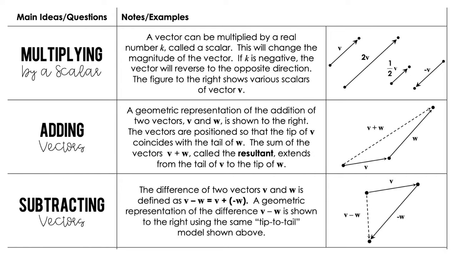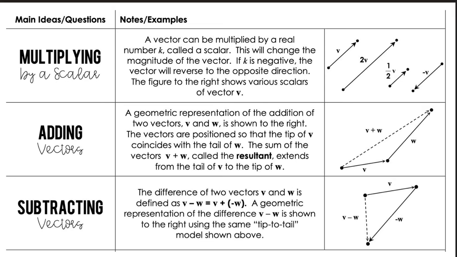Okay, multiplying by a scalar. Notice all of these different variations. We have our vector v sitting here, and if we multiply this vector by the scalar 2, that's going to make it twice as long. If we multiply it by 1/2, we're going to make it half as long. And if we multiply it by a negative, we're changing the direction. We're making it go in the opposite direction.